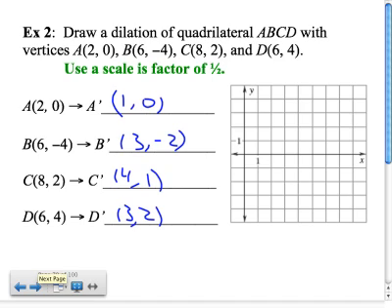Okay, so all I have to do is plot my new coordinates. So I have A prime (1, 0), B prime (3, -2), C prime (4, 1), and D prime is (3, 2). And so there's my figure. Whoops, wrong spot. So there's your dilation.